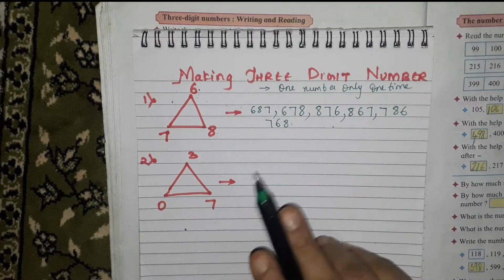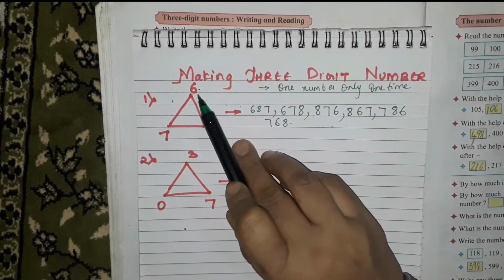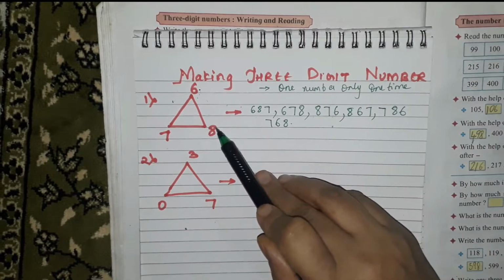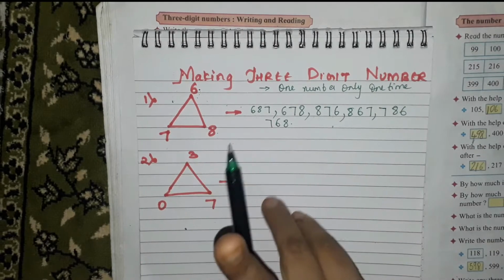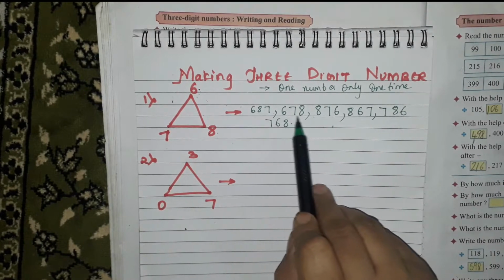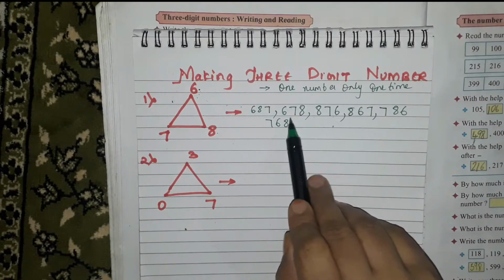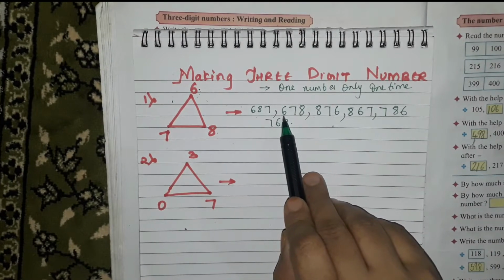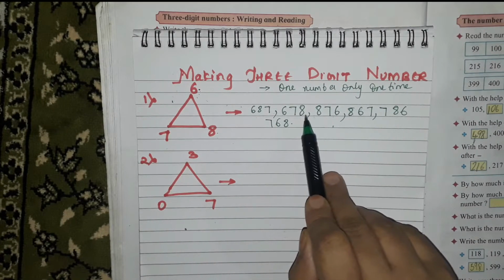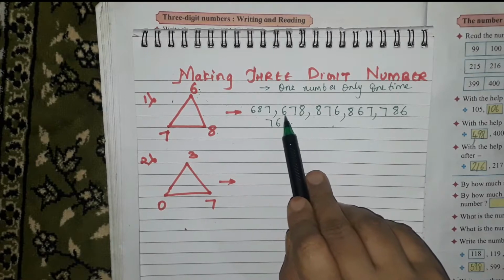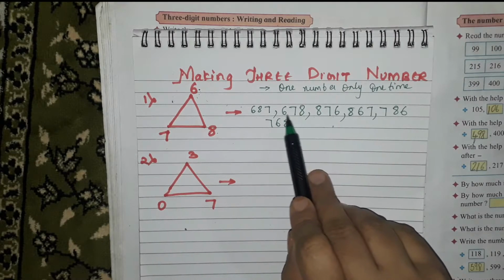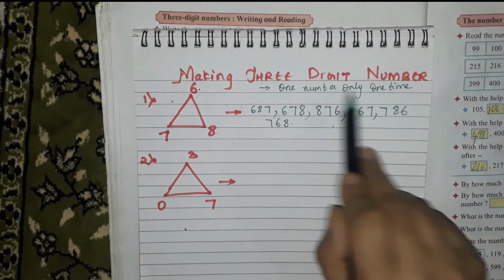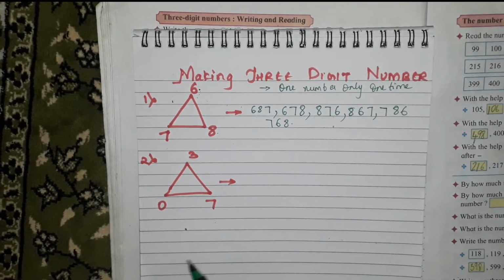We don't have to repeat the number. That means we cannot say 6, 6, 8. We cannot repeat a number twice. See, in all the numbers, a single number is only there. We have not repeated the 6, neither 7, neither 8. See, here also it is not 6, 7, 7. It's 6, 7, 8, 8, 7, 6. All the numbers are different.